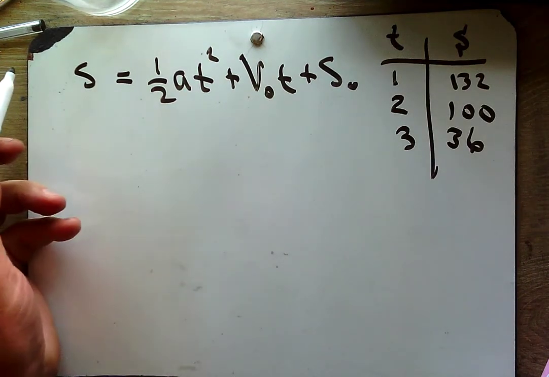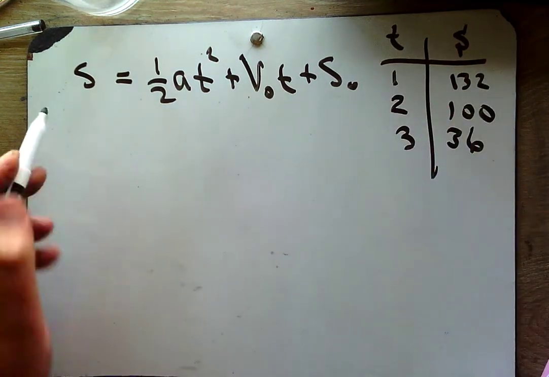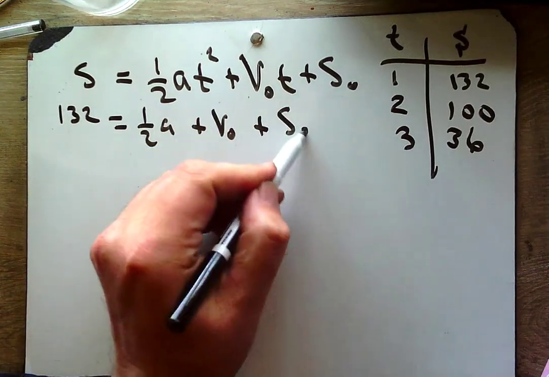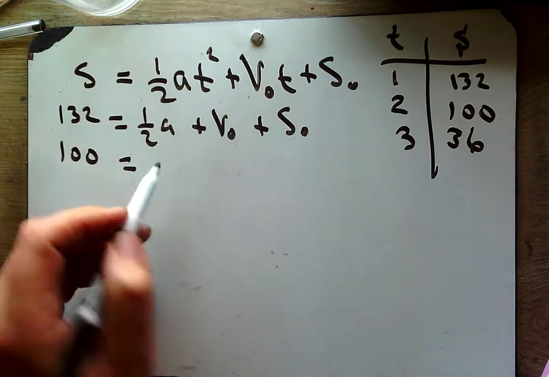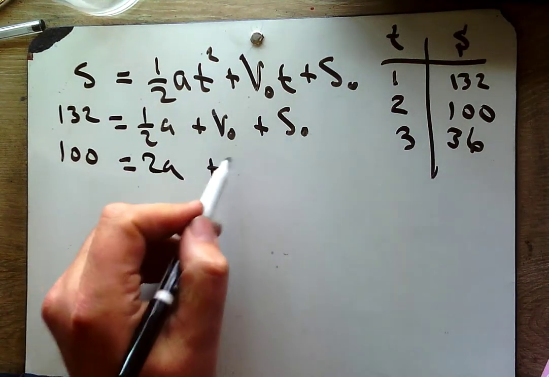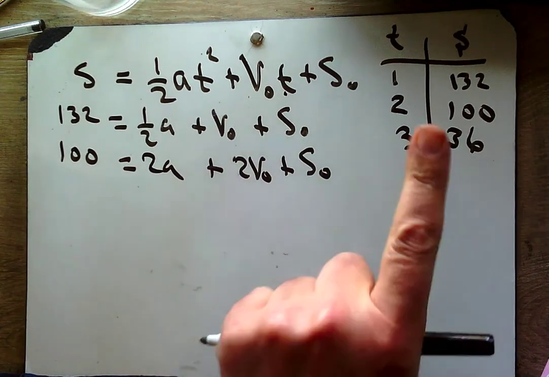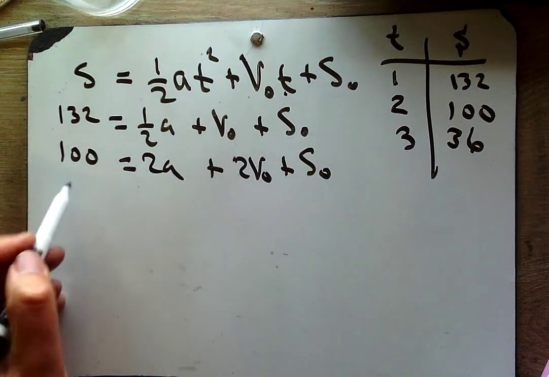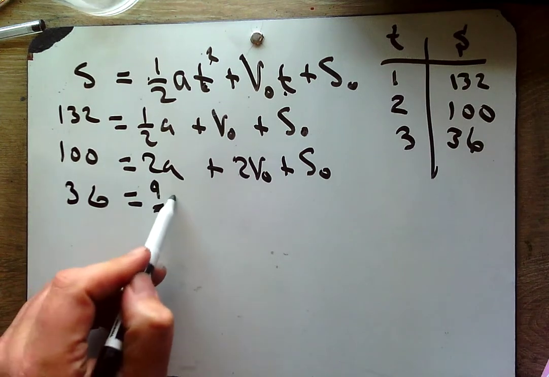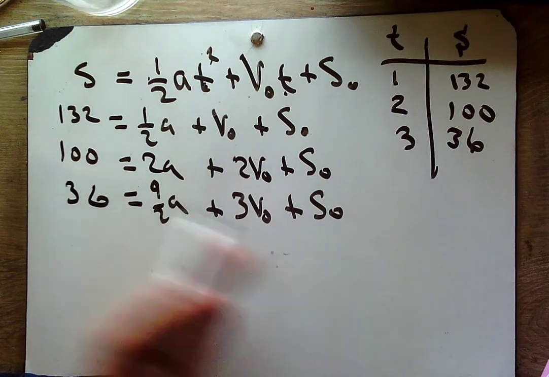All right, so the first thing we have to do is build our system of equations by plugging in these values for t and these values for s. 132 equals 1/2 a plus v sub o plus s sub o. 100 equals, I'm plugging a 2 in here. 2 squared is 4. 4 times 1/2 is 2a plus, I'm plugging in a 2 here, 2v sub o plus s sub o. And finally, I'm plugging in a 3 for t and a 36 for s. When I plug in a 3 here, 3 squared is 9. 9 times 1/2 is 9/2 a plus 3v sub o plus s sub o. Okay, so I've built the system.